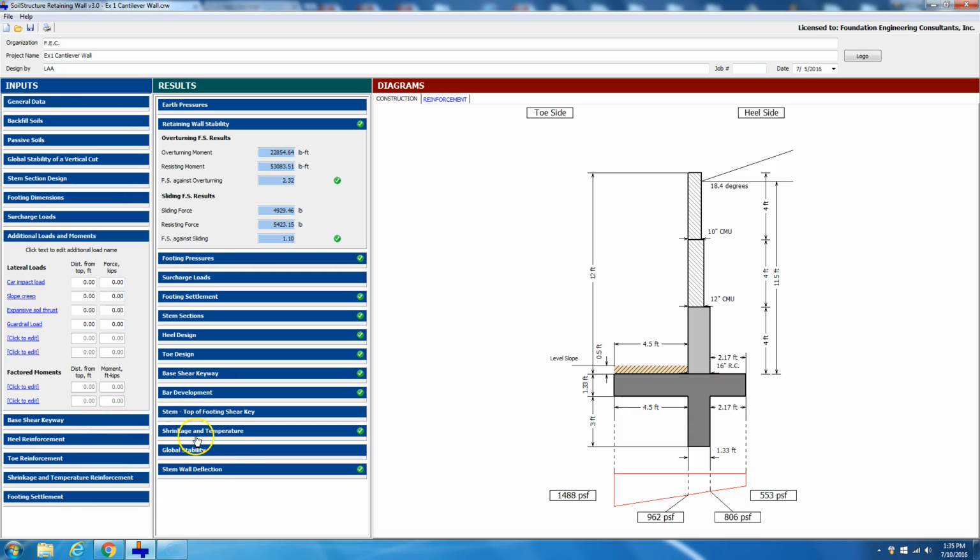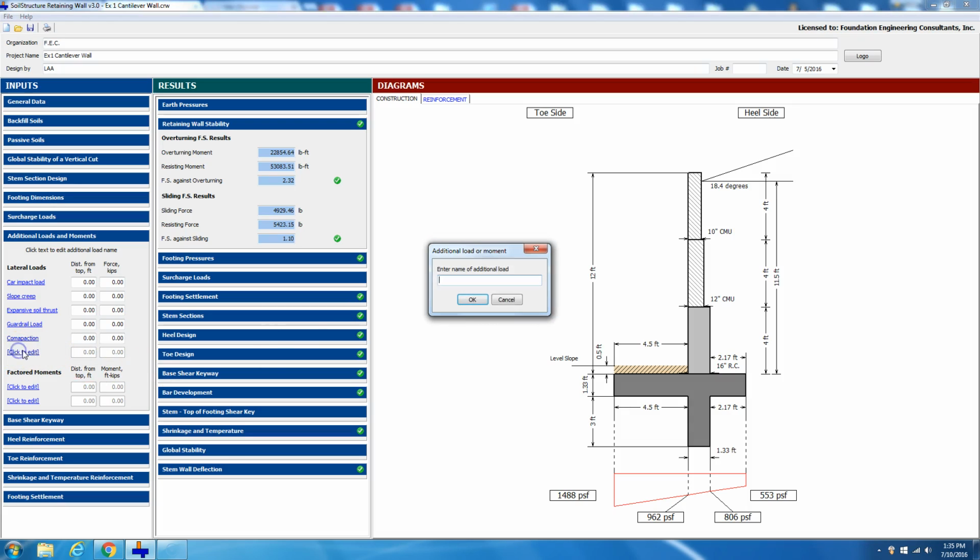Additional lateral loads. We spent a lot of time making this, approximately 8 months, going from version 2 to version 3. The reason is we found that when you design retaining walls, you could have all kinds of additional lateral loads. So in this case, we named one car impact load, another one is slope creep, which is possible in descending slopes with certain soils. We also have expansive soils thrust. You could have guardrail load. If you wanted compaction, you can say I have a compaction load.